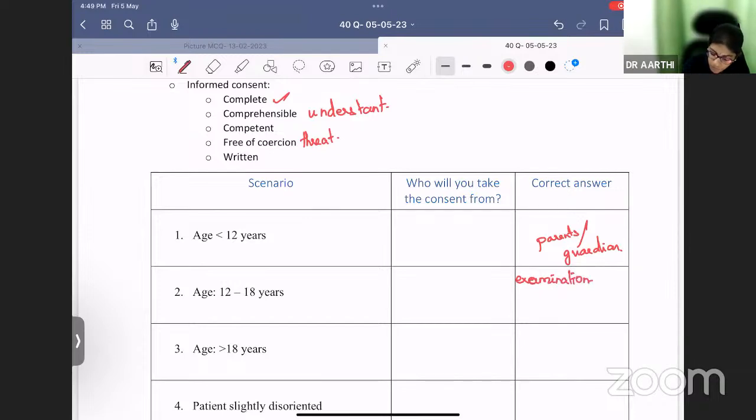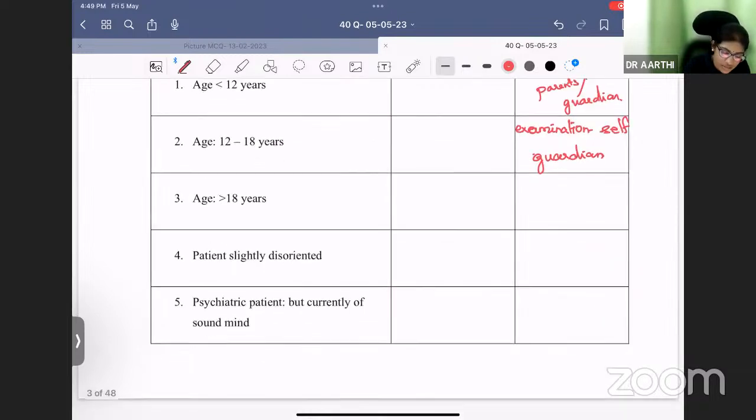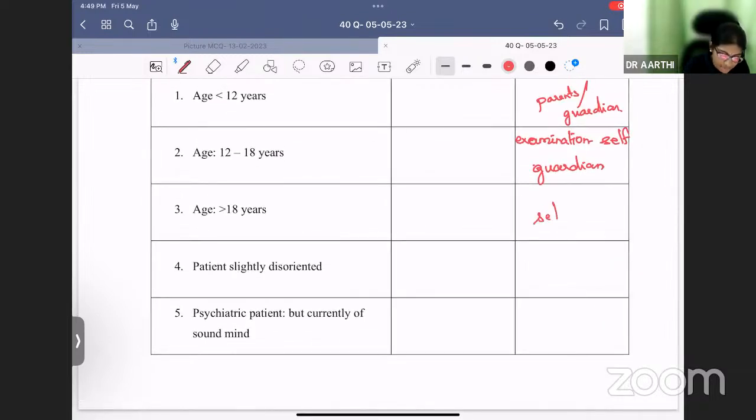Self. Anything more than that, guardian. Okay, more than 18 years of age, self. Slightly disoriented, disoriented means disoriented, that's all. There's nothing as slightly or more or anything like that, guardian. Okay, psychiatric patient currently of sound mind, correct, now he is fine, take it from self.